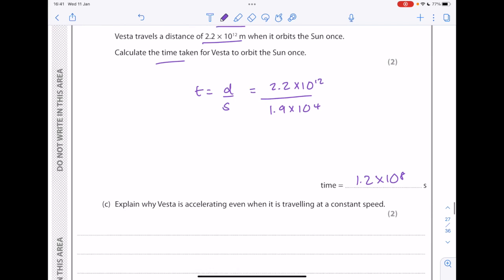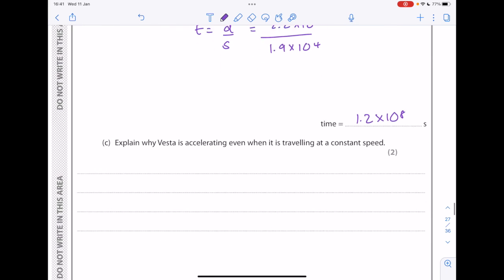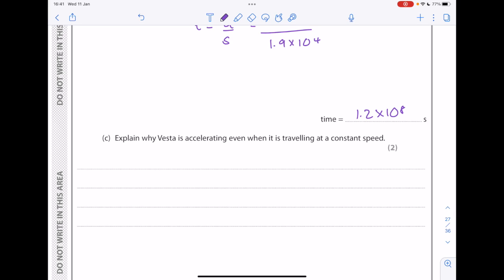Explain why Vesta is accelerating even when it's travelling at a constant speed. So acceleration is a vector quantity, which means it has both a direction and a magnitude. And if you think about it, although its speed, that magnitude remains constant, it's constantly changing direction. So that explains why it's accelerating.